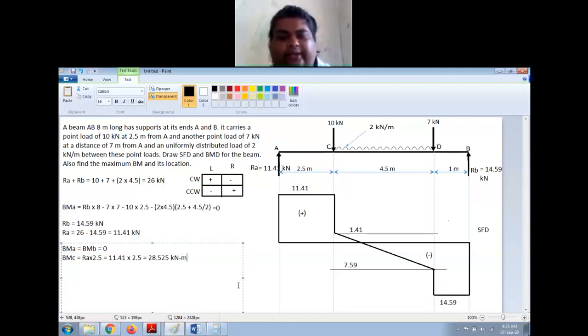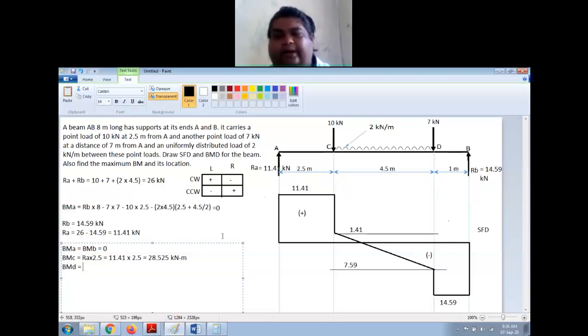Now at point D, BMD is equal to, I will take the right side force. Left side I have too many things. You can do it. If you want, you can check it out. You will get the same answer because this is how I have calculated the reactions by taking the condition summation of all the forces equal to 0, summation of all the bending moment is equal to 0. So you will get the same answer. You have to get the same answer.